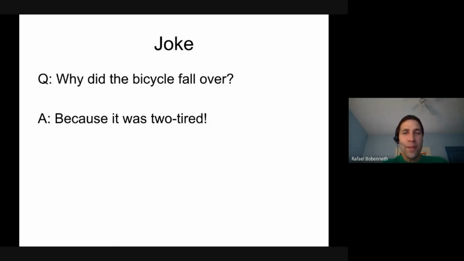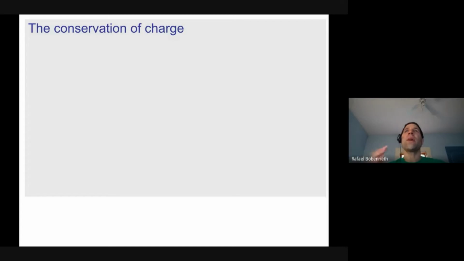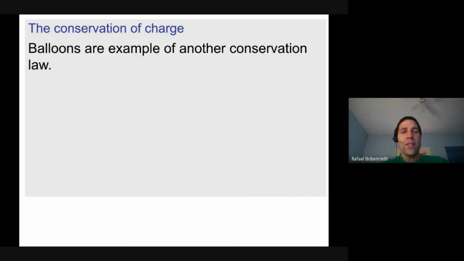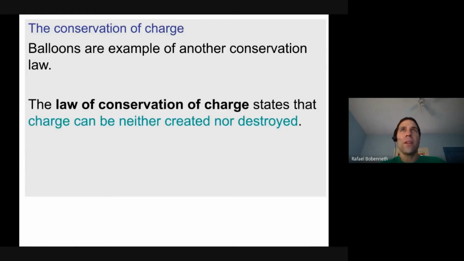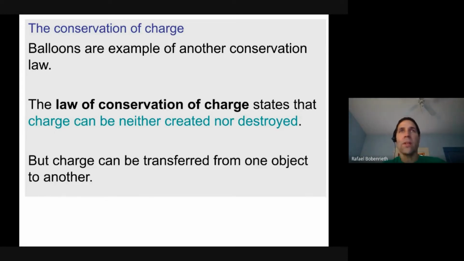Thank you. Now I want to talk about something called the conservation of charge. It's quite simple, like other conservation laws you've probably come across. The law of conservation of charge says that charge can neither be created nor destroyed. But charge, meaning electrons, protons, positive and negative charges, can be transferred from one object to another. If you take into account all the objects in a system, the total charge of the system has to remain the same.